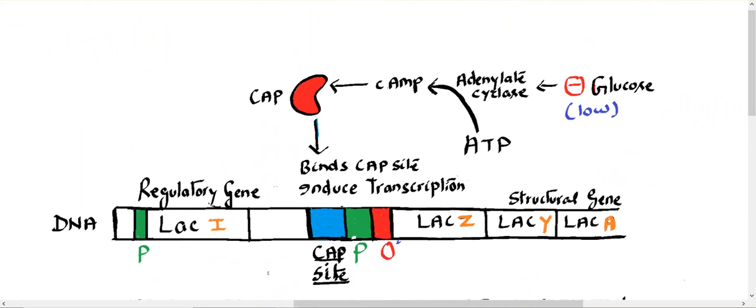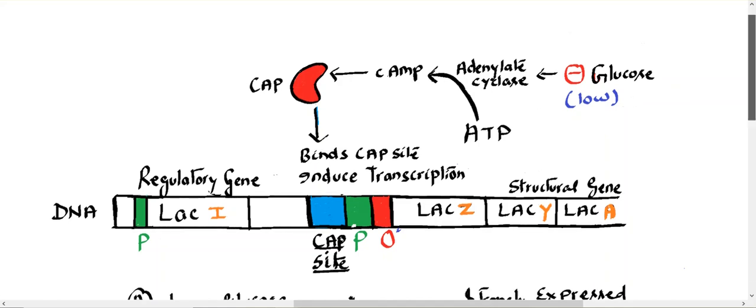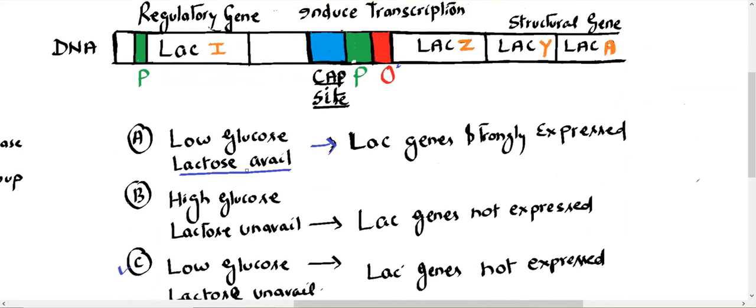So you can see this beautiful image, guys, that for a Lac operon to be strongly expressed, it should have low glucose and there should be presence of lactose. Lactose should be available and glucose should be absent for the Lac genes to be strongly expressed. So now how will you explain this concept?